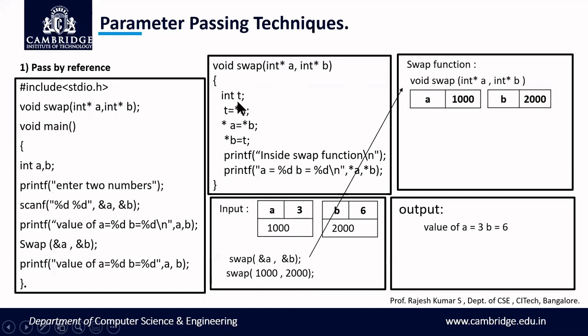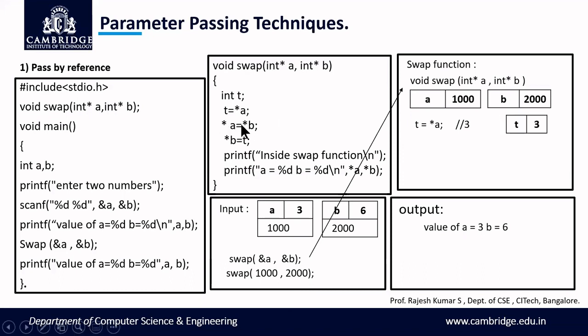Now in this swap function, t is equal to star of A means I'm accessing the value present in this particular address. What is A's address? A's address is 1000. Star of A means, in the 1000 address, what is the value? 3. So 3 will be stored in t. I'm repeating it again. Star of A means A has got some address, 1000. In the 1000 address, what is the value present? 3. Now 3 will be fetched and stored in t.